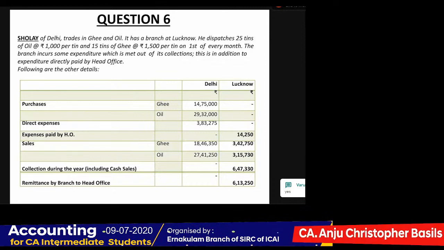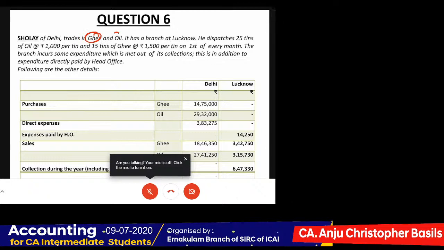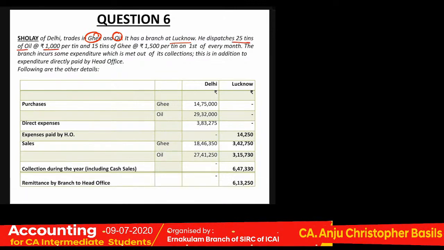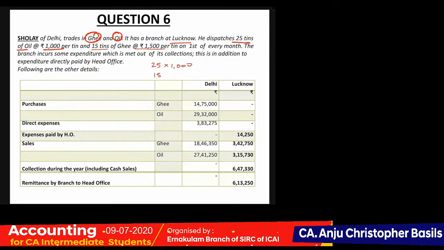So listen, I'll just read out the question. Shirley of Delhi trades in ghee and oils with two products. It has a branch at Lucknow. He dispatches 25 tons of oil at 1000 per ton and 15 tons of ghee at 1500 per ton on the first of every month. So every month this is the transaction, like 25 tons of oil at 1000 per ton and 15 tons of ghee at 1500 per ton. All right, so every month this transfer is bound to happen.